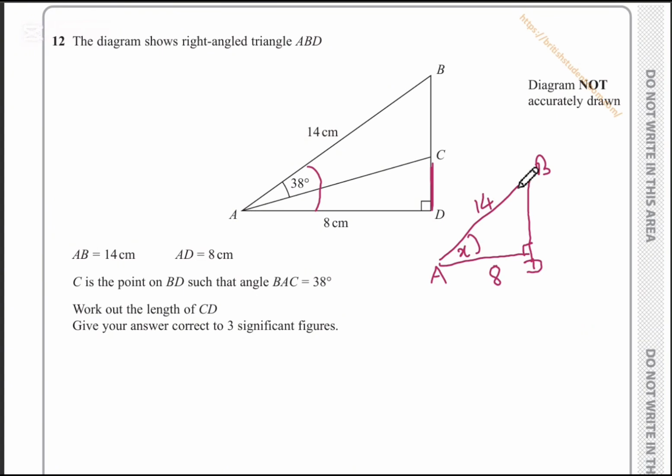So what do I use? Remembering your trigonometry, we have SOH CAH TOA. Sine is opposite over hypotenuse, cos is adjacent over hypotenuse, and tan is opposite over adjacent. Now what do I have? With respect to this angle, this is my adjacent AD, and 14 is my hypotenuse because that's opposite to the 90 degrees. So I have adjacent and hypotenuse, therefore I'll be using cos. So cos of X is equal to adjacent over hypotenuse.